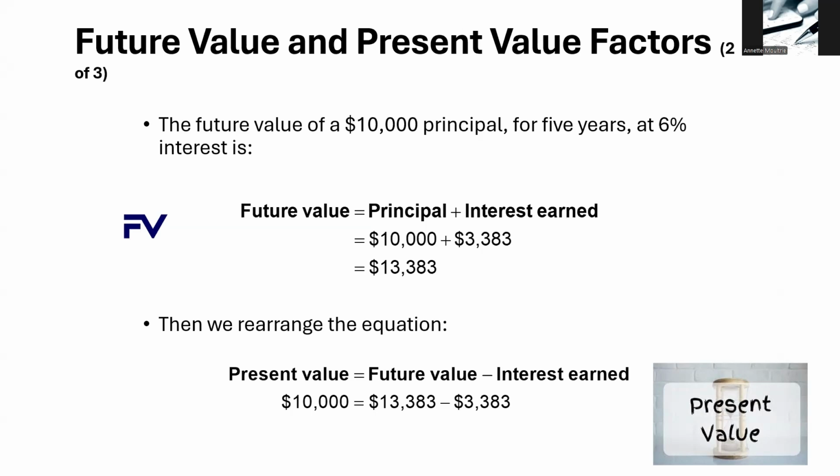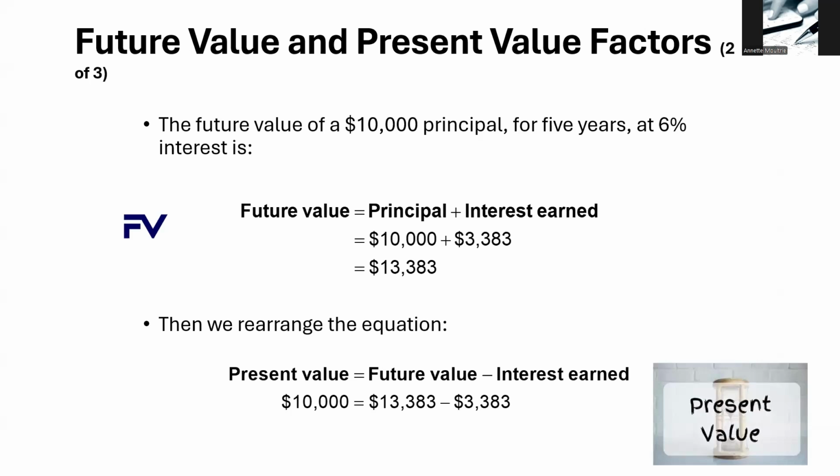And that is $10,000, which is the principal, and the 6% interest on the $10,000 is $3,383, which will give you $13,383. At the bottom here, you see where you can actually rearrange the equation to get your present value.